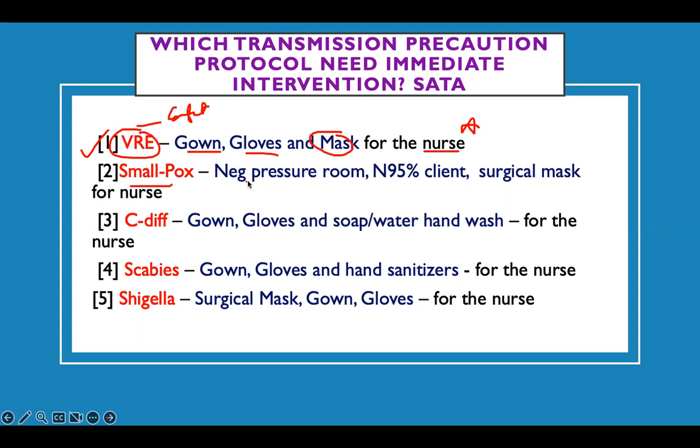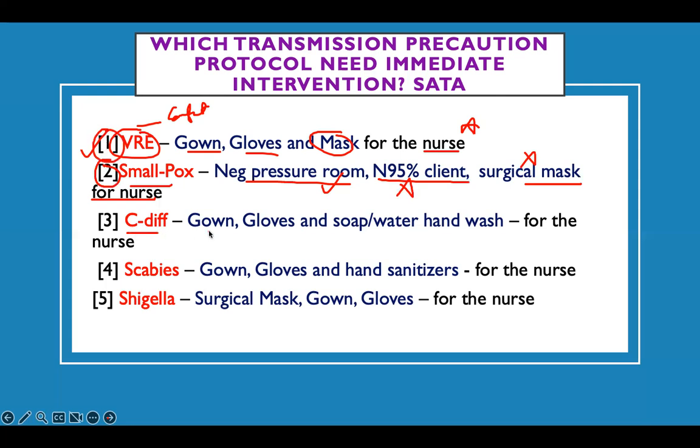Smallpox, negative pressure room, N95 mask for the client, and a surgical mask for the nurse. Do you see the problem? Negative pressure room is fine. Patient does not need N95 when they are in the room. Even when they're going to do X-ray, they just need a surgical mask. The nurse should wear N95. So I need to intervene.